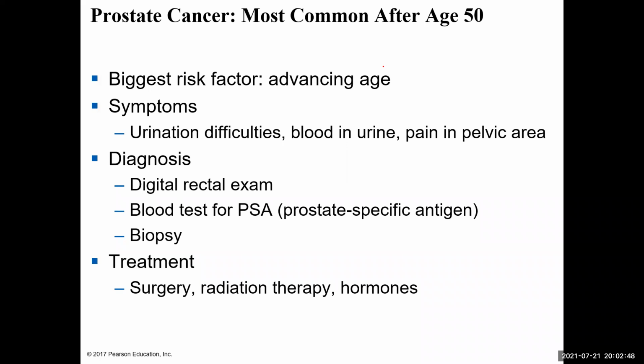Some symptoms are difficulty urinating, blood in the urine, or pain in the pelvic area, because the prostate is right next to the bladder. And so if you have a tumor on the prostate, it's generally pressing against the bladder, causing these symptoms to happen. And like I mentioned, you can do a rectal exam, you can do a biopsy, you can do a blood test for a specific prostate specific antigen that can tell you if there's a tumor or not. And treatment for this would be a combination of things like surgery, hormones, and radiation therapy.